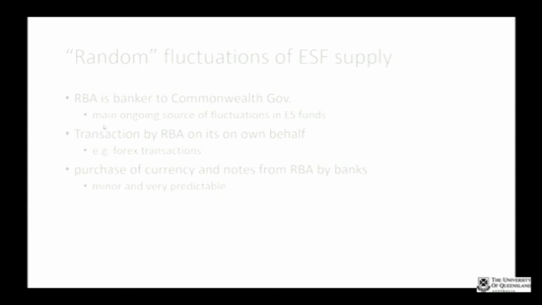If you go into more detail in future classes, there are random fluctuations in ESF, simply because the RBA is a banker to the Commonwealth government. So the Commonwealth government can decide what they do with the ESF, and that can cause ESF fluctuation. For this class, I think you've got enough other stuff on your plate, so we just skip that part. It's just to be consistent with other classes.